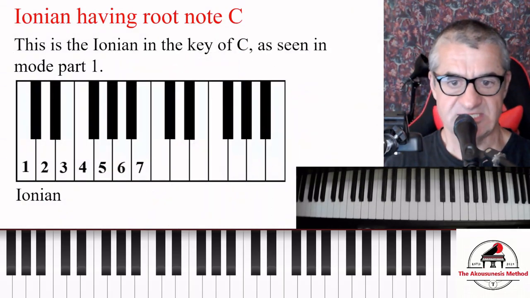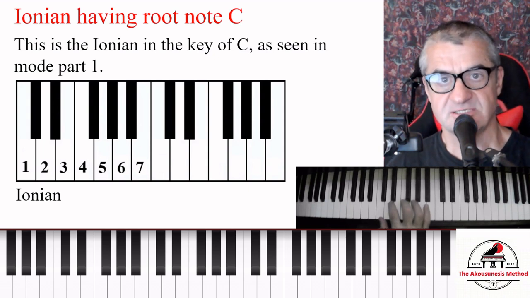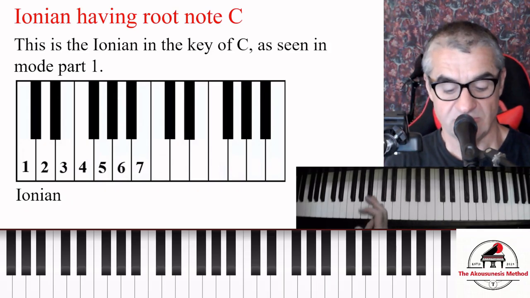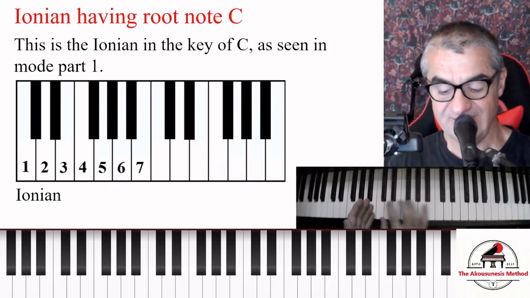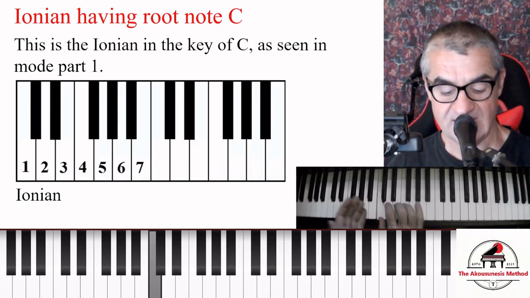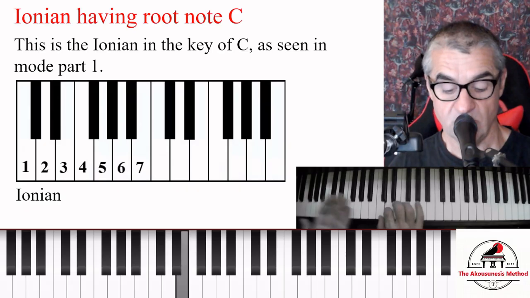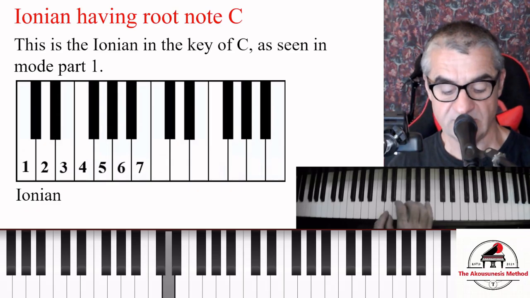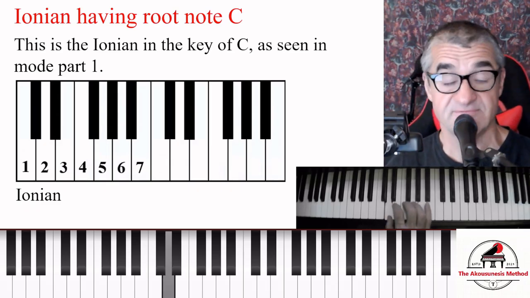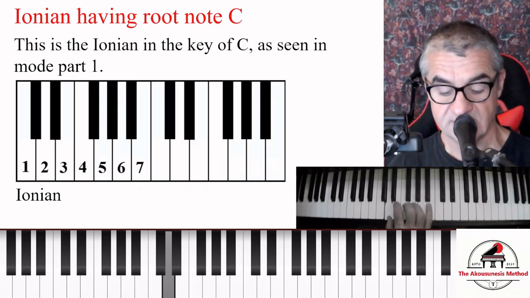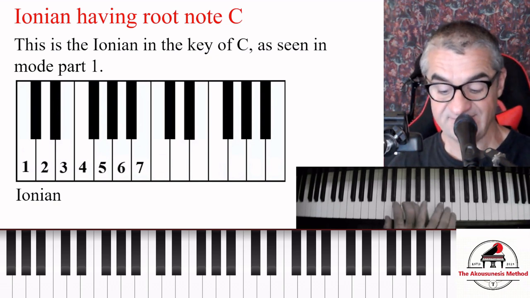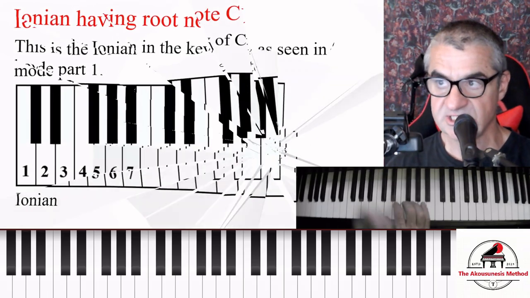So we're going to take each one of those modes and put the root note always on C. Normally if we're in the key of C and playing the Ionian, that is the key of C: the Ionian starting on C. But the Dorian, if it's in the key of C, starts on D. Follow me so far? But we want the Dorian to start on C with that same formula. So we'll go straight to the Dorian now.